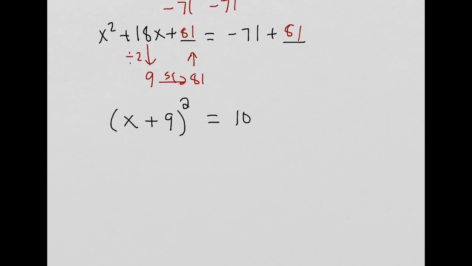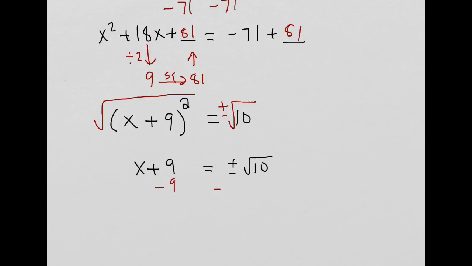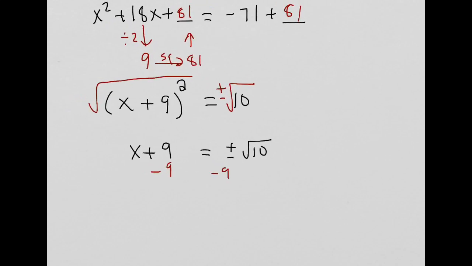So we're going to start by taking the square root of both sides. When I take the square root of both sides, I get two answers, a plus answer and a minus answer. So we end up with x plus 9 equals plus or minus the square root of 10. And then the last step is subtract 9 from both sides. And so if we do that, we end up with x equals negative 9 plus or minus the square root of 10, which really represents two solutions.